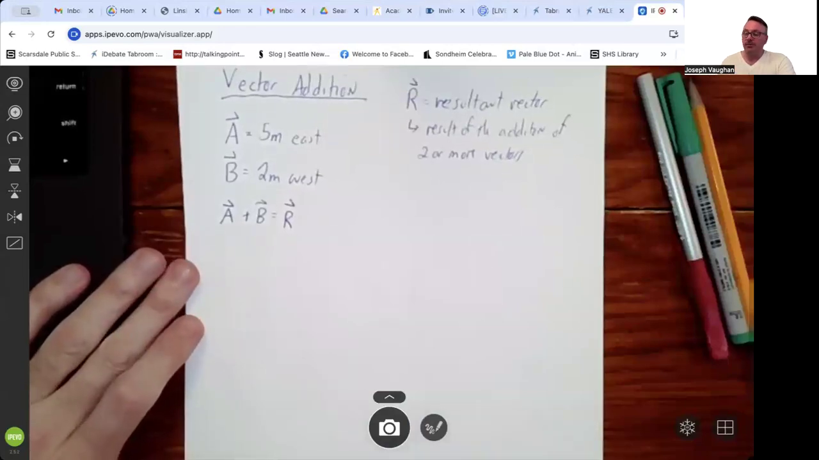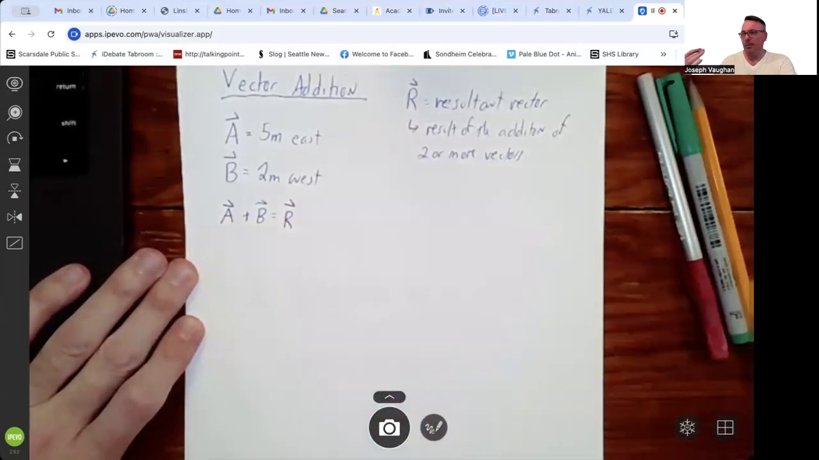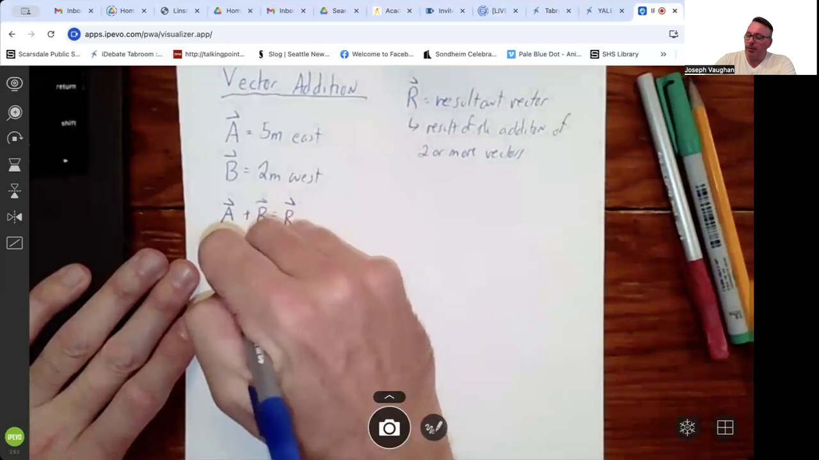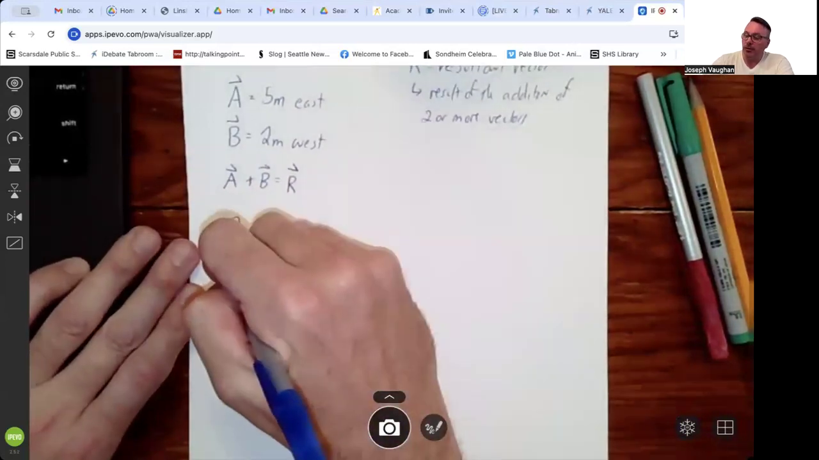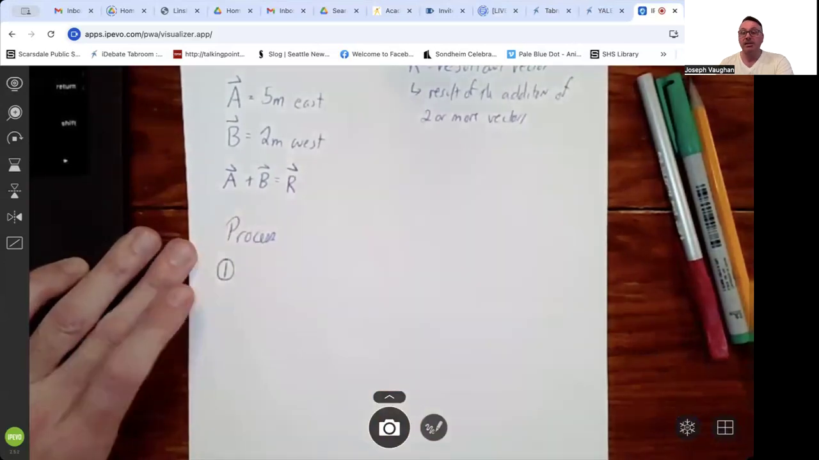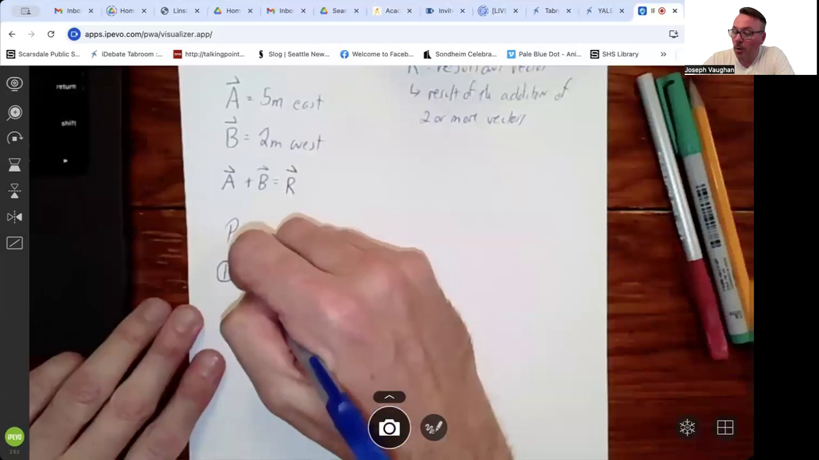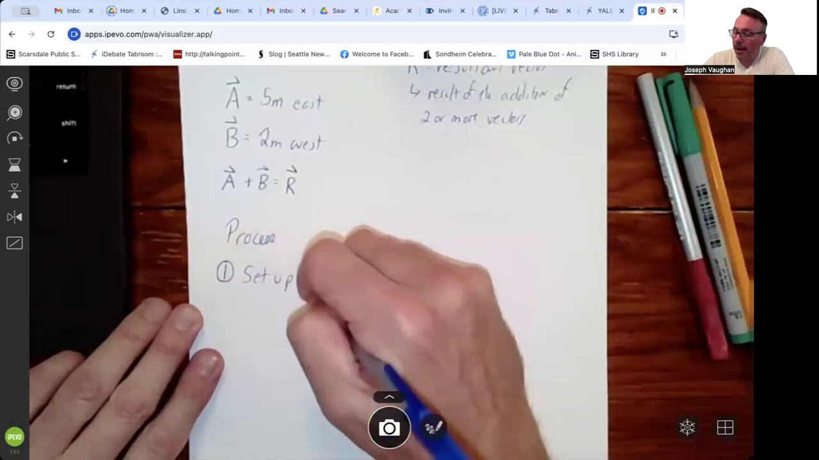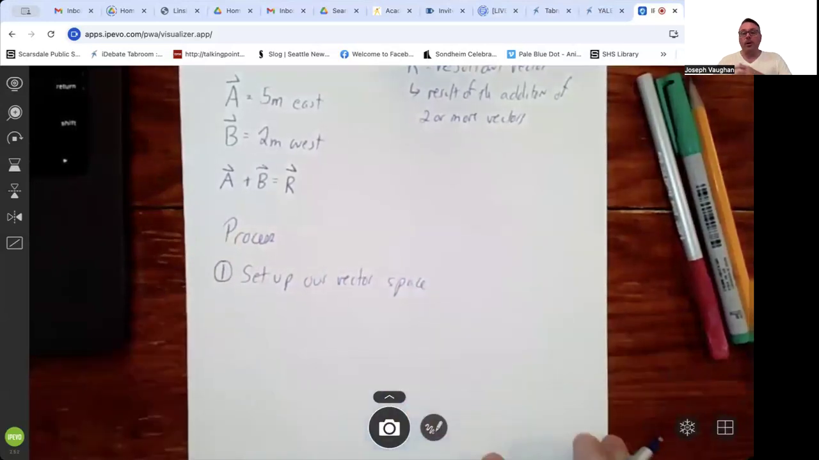So how are we going to do this vector addition? Well, the first thing we're going to do, and once again, I'm going to be big on process. So I'm going to be writing out our process here and we're doing the problem on a separate sheet of paper. So the first thing we're going to do is all the steps that we did the first time, which is that we want to set up our vector space. Okay, so what does that mean?